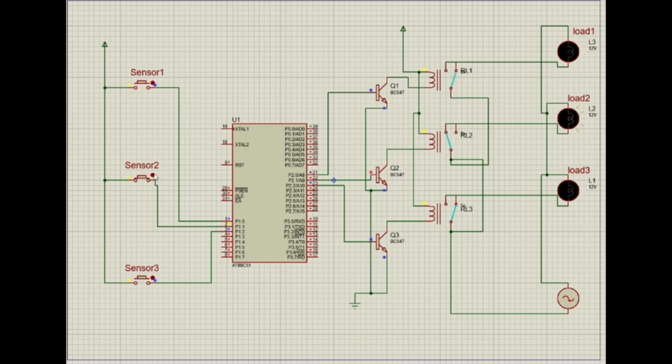The automatic streetlight system using the 8051 microcontroller efficiently controls streetlights based on sensor inputs, turning them on only when needed. This enhances energy savings, reduces manual intervention, and provides intelligent streetlight control. By this, we conclude our overall presentation of the circuit.